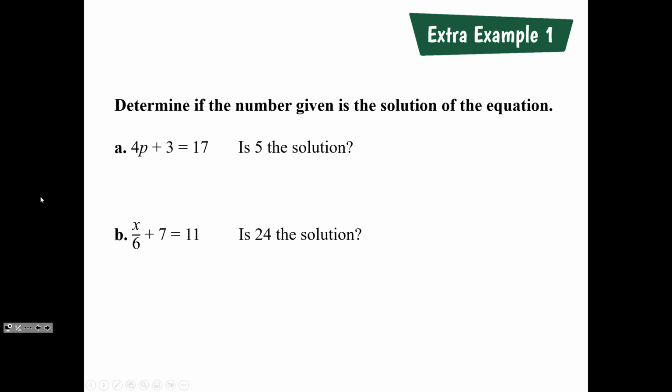So for A, we have 4p plus 3 equals 17. Is 5 the solution? So what's our variable in this equation? P is our variable, and it's asking us, is 5 the solution? So that means we're going to have to plug 5 in for p, right? Okay.